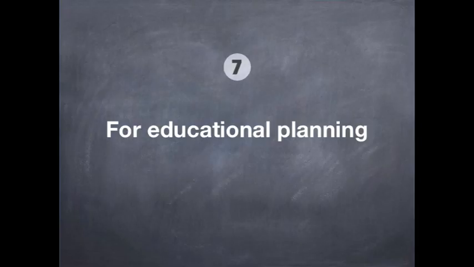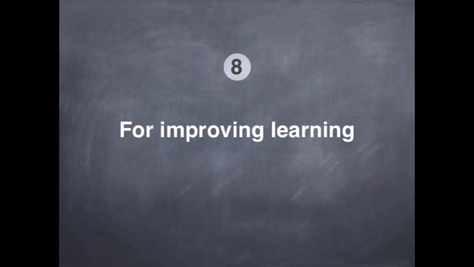Number 7, for educational planning. Educational technology helps in overall social planning and is concerned with qualitative and quantitative design of a community's entire education system. A systematic approach to teaching learning includes specification of objectives, designing and structuring content, determining evaluation techniques, etc.